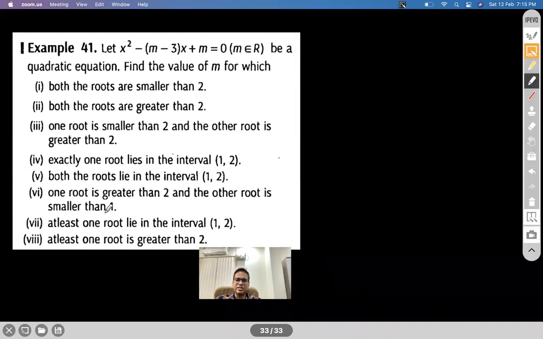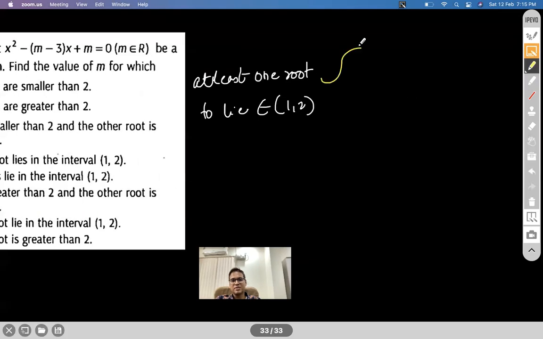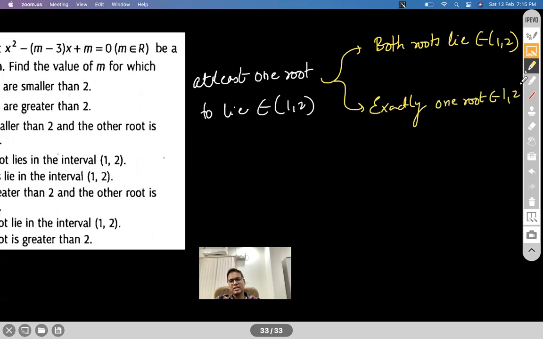This you will be solving because with respect to theory, we have covered everything. Now, in this condition, you want at least one root to lie between 1 and 2. At least one root to lie in the interval 1 and 2 means both roots lie between 1 and 2, and exactly one root lying between 1 and 2. So basically you have to take the union of the two conditions.